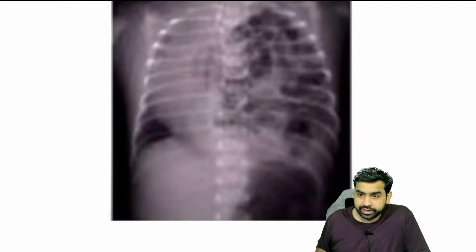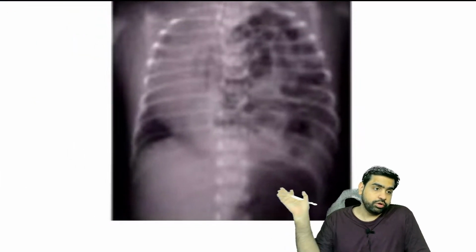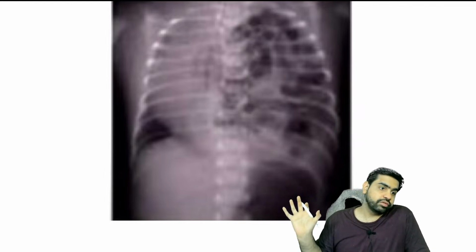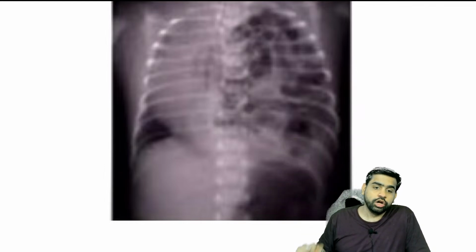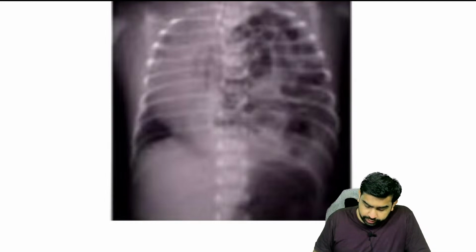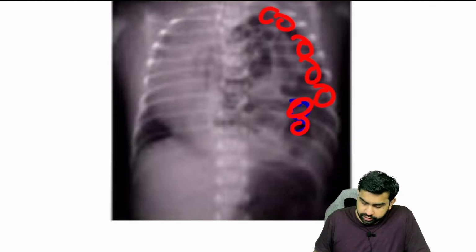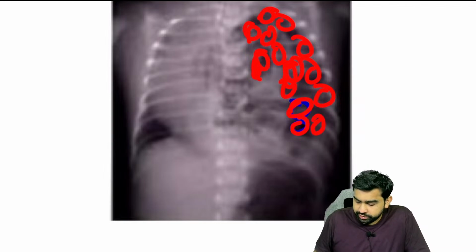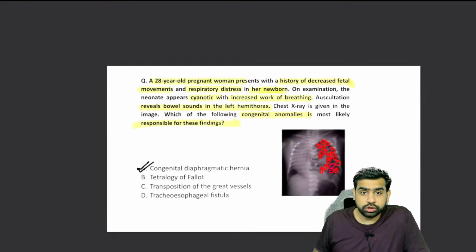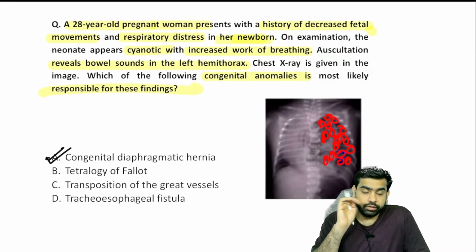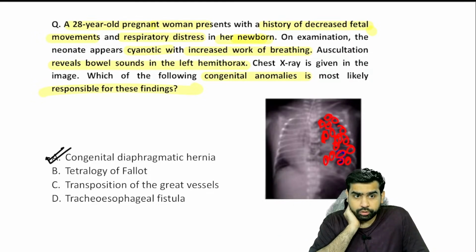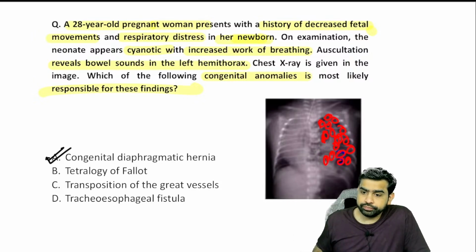Now just look at this image, and this is very, very important. The parts of the intestine have gone inside the thoracic cavity. Are you able to appreciate this point? The intestines have gone up into the thoracic cavity, and this is what is referred to as a congenital diaphragmatic hernia. I hope you are able to understand this point. Got it? Now, let's talk about this.